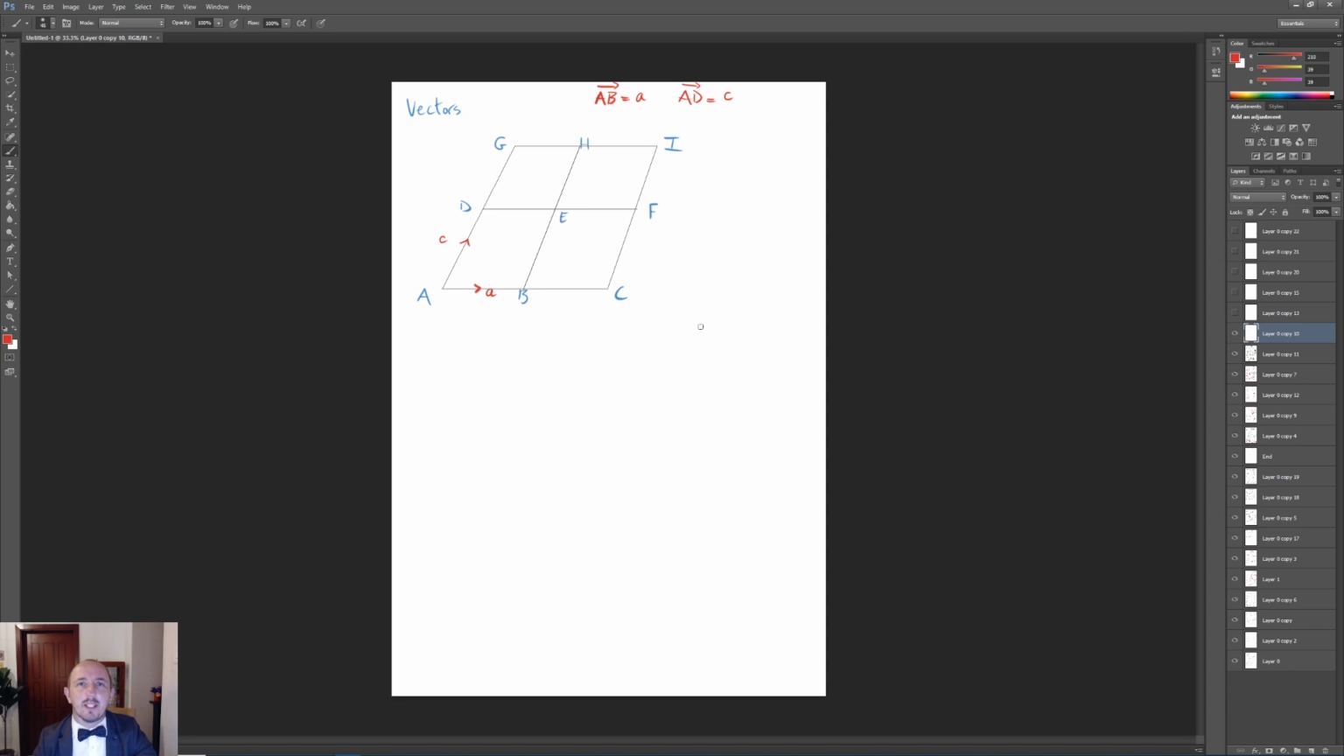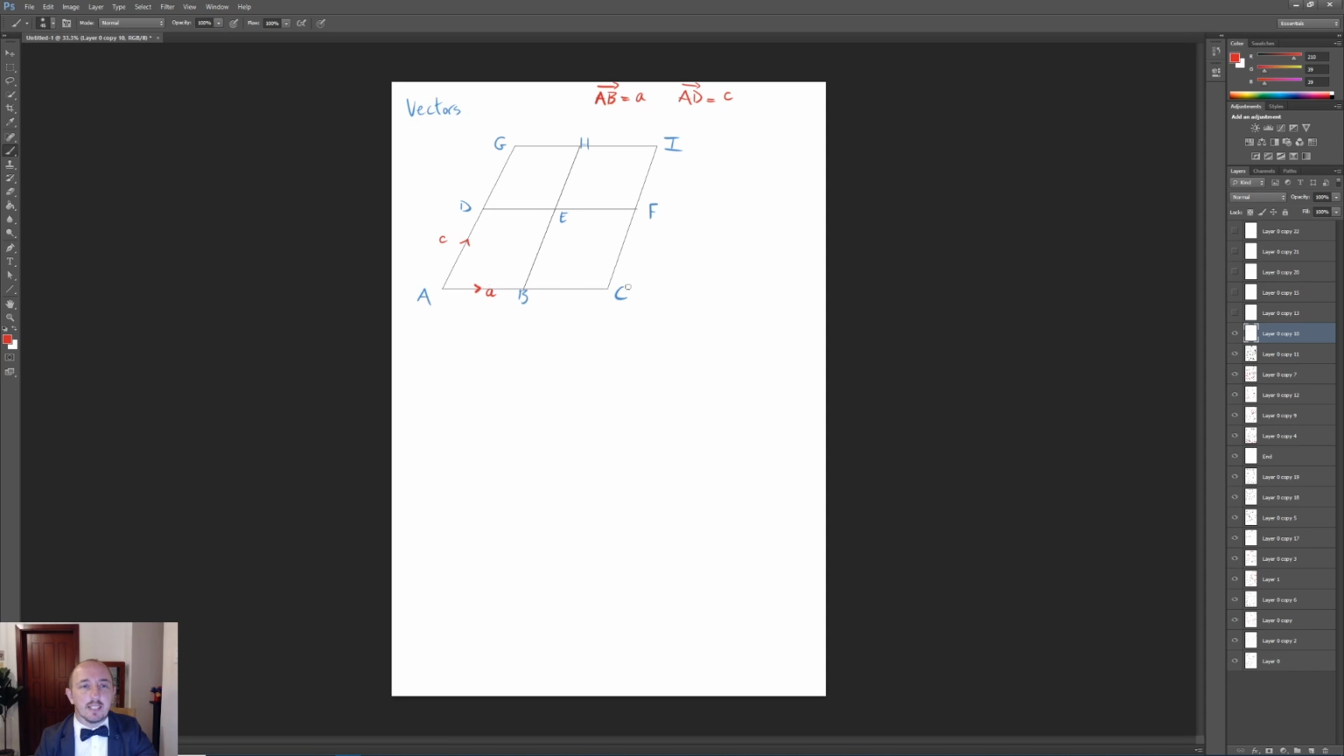Okay, the next topic that I'd like to talk about is vectors, because that didn't come up in paper 1, so it's very likely to come up in paper 2. And I've just drawn a diagram here which will help us to understand some basics about vectors. So if I wanted to go from A to B, they're telling us that that's the vector A, and all of these lines are the same length. So C is going from A to D.